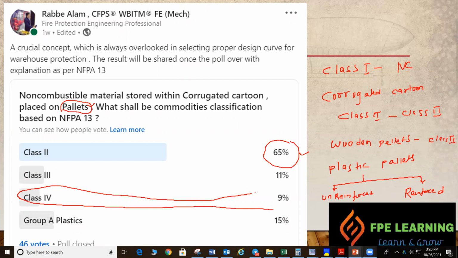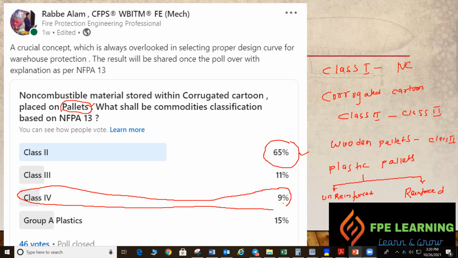But sadly, only around 9% of the people voted for this, right? Group A plastic is 15%, which is slightly possible. It's not a problem at all because we have a higher degree. But class 2 and class 3 are not acceptable for this commodity classification.